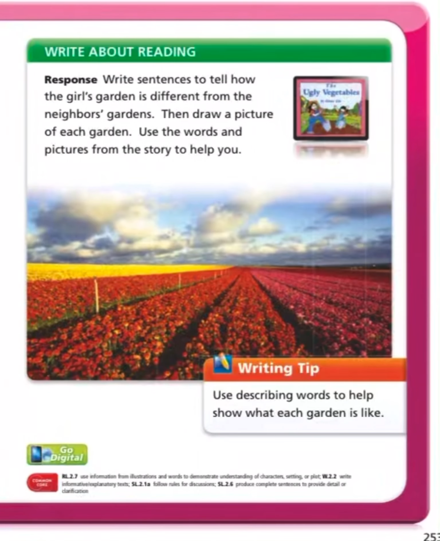Write about reading. Response. Write sentences to tell how the girl's garden is different from the neighbors' gardens. Then draw a picture of each garden. Use the words and pictures from the story to help you. Writing tip. Use describing words to help show what each garden is like.